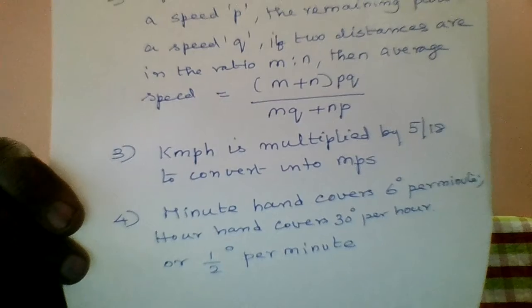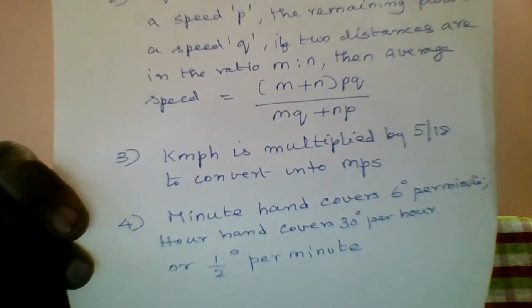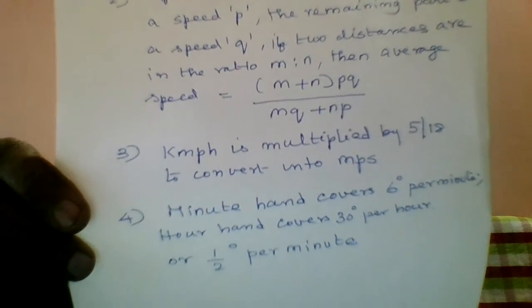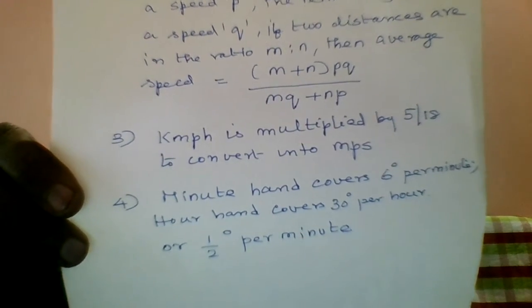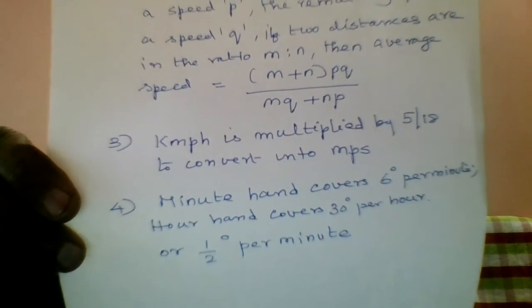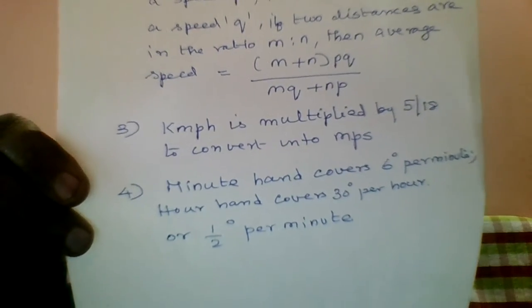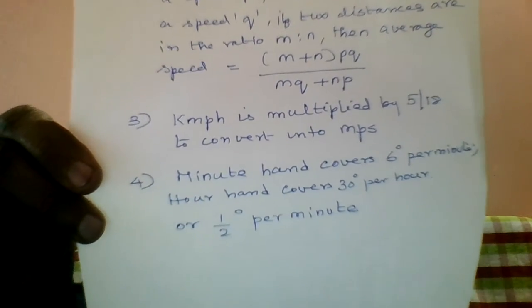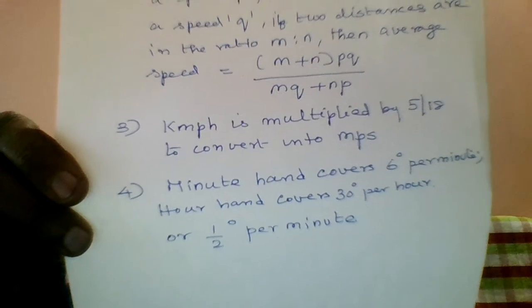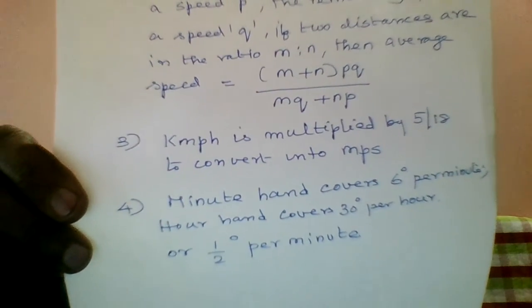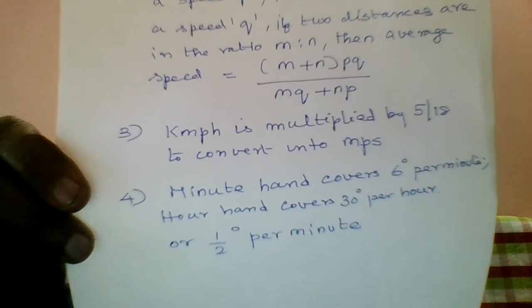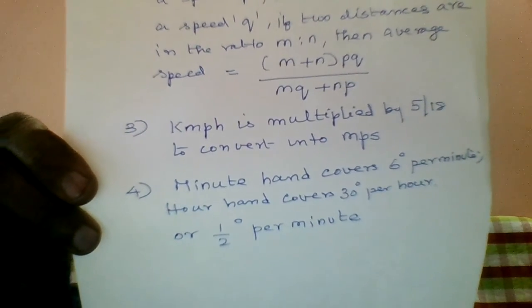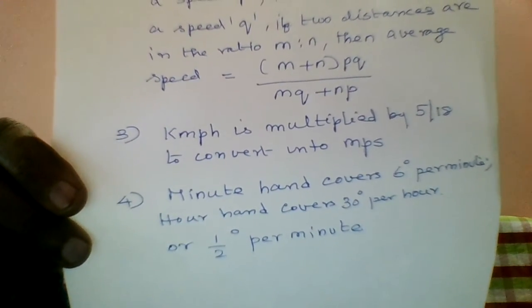If we want to convert the speed from kilometer per hour to meter per second, then you have to multiply by 5 by 18. And in time and distance, there's a clock and hour problem. The minute hand covers 6 degree per minute and the hour hand covers 30 degree per hour. That is, the hour hand covers half a degree per minute.